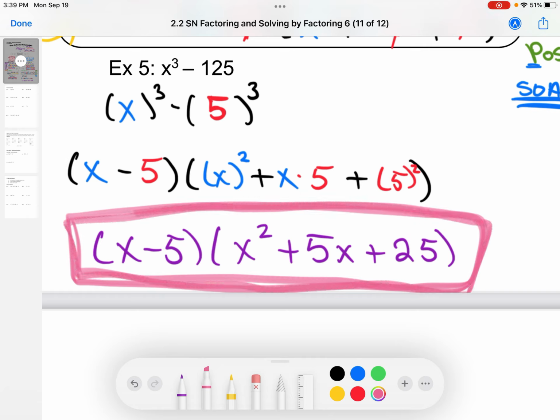Okay, if we look at that first parentheses, it won't factor any further. The second parentheses will not factor any further, ever, as long as you took out a greatest common factor first, if there was one. So that greatest common factor, taking it out at first, is very key here.